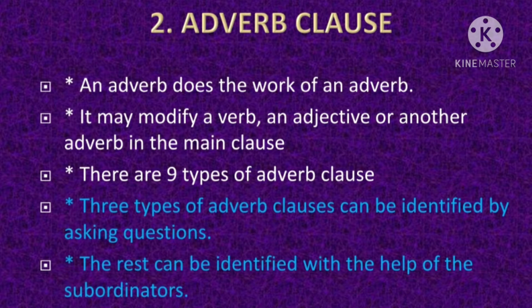So children, how to identify the subordinate adverb clause? You need to go through the steps for analyzing the clauses. Before that, you need to identify the main clause, separate it, then look at the subordinate clause which begins with the subordinator. After identifying the subordinate clause, find out whether it is an adverb clause. If it is an adverb clause, it does the work of an adverb.